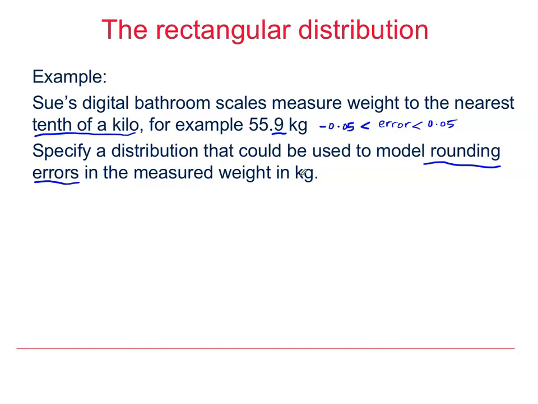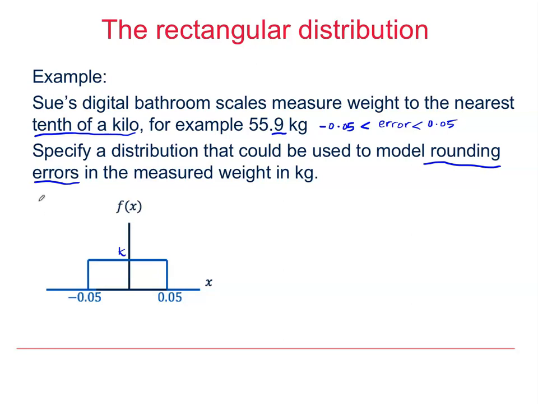It's reasonable to assume a constant probability density. There's no reason to assume that the error would lie in a particular place within that interval. So here is our rectangular distribution, and here is k, the constant probability density.